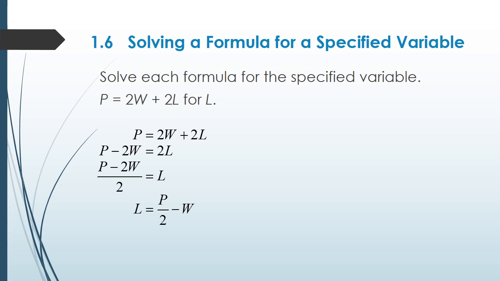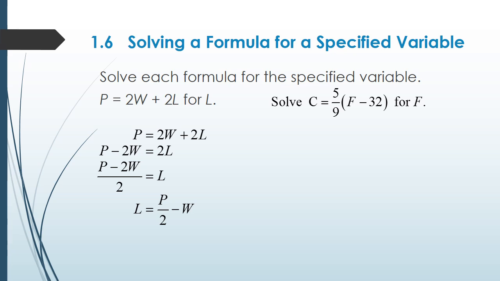Okay, the first thing we're going to do is subtract 2w. So we have p minus 2w equals 2l. Then divide by 2. Notice they simplified a little bit here. L equals p over 2 minus w. The 2w and the 2 were able to cancel. Remember, if you're going to do that, you must give the 2 to both parts of that. You can't just cancel the 2w and leave it that way. So this should be your final answer.